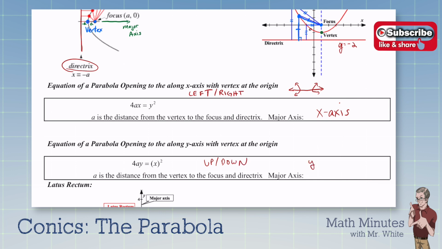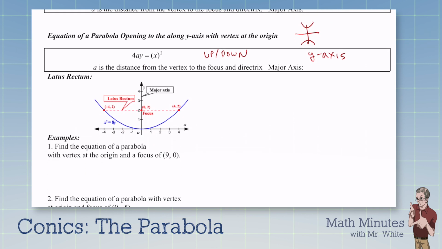So this would be the y-axis, would be the major axis, and this thing is going to look like this. You're going to have your parabolas that look like that. Okay, so you got to keep those two straight. I'm going to be asking you, hey, is this a y squared or an x squared? Okay, so is it left or right? So if it's y squared, it's going to be left or right. Okay? If it's x squared, it's up or down.